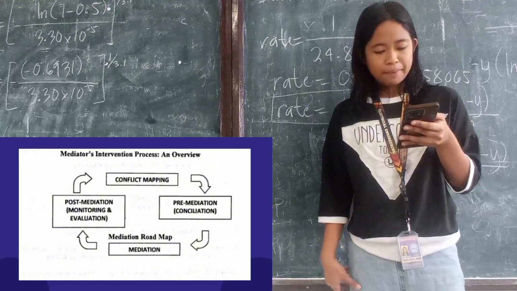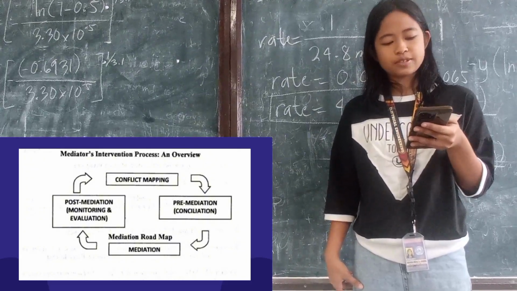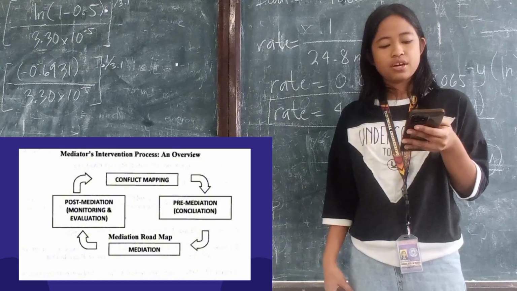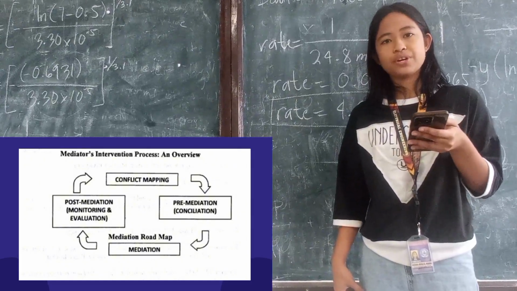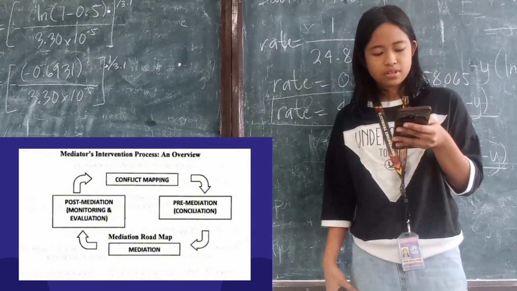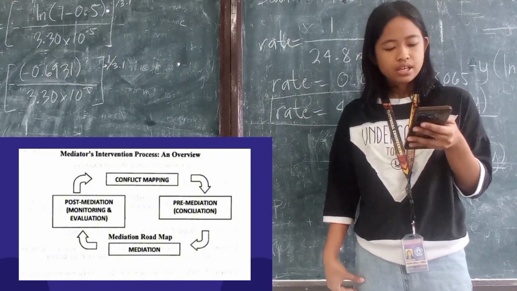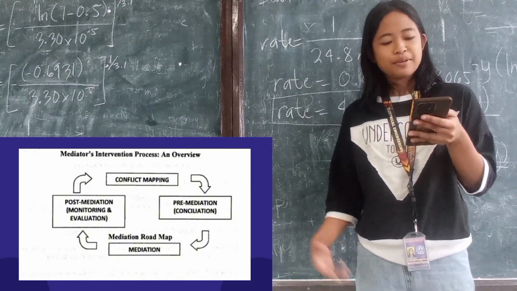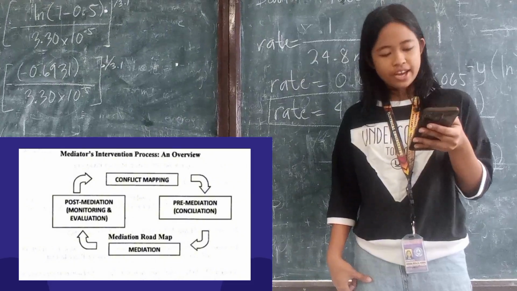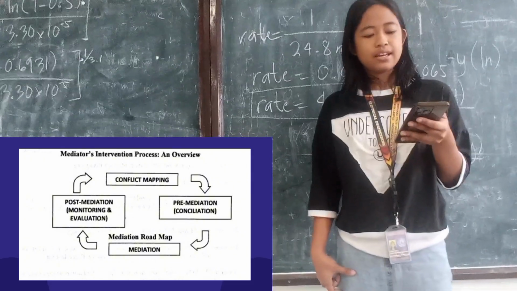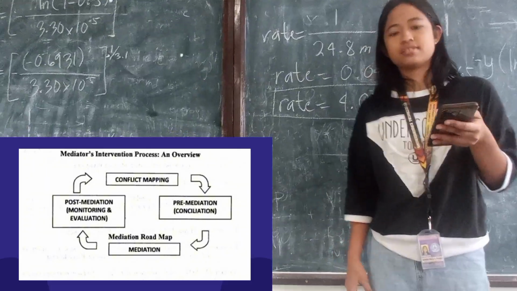Mediation roadmap. This is the structured process of mediation where the mediator guides both parties through discussions to reach a resolution. Post mediation. After an agreement is reached, the mediator continues to check on the progress to make sure the solution is working and any issues are addressed.